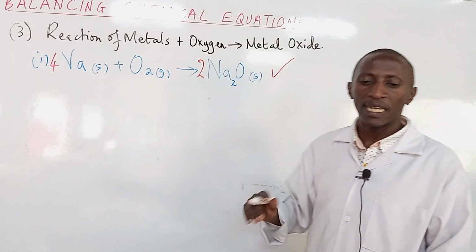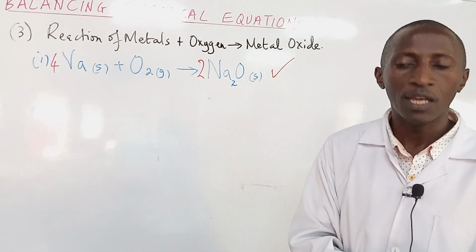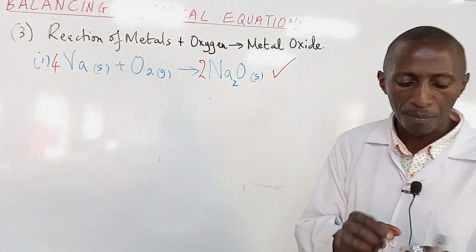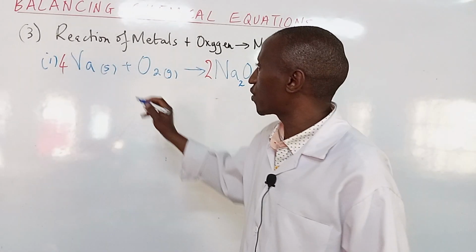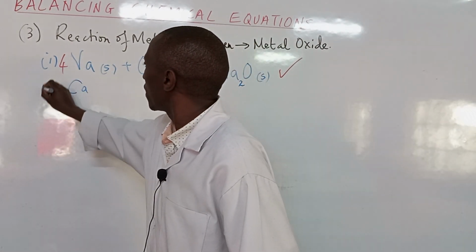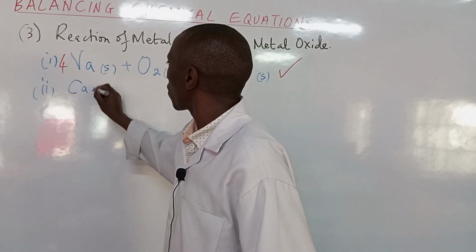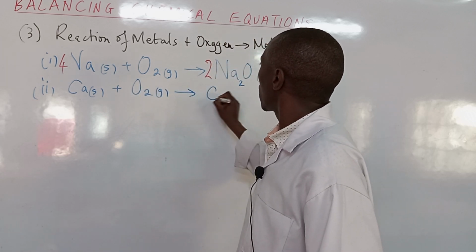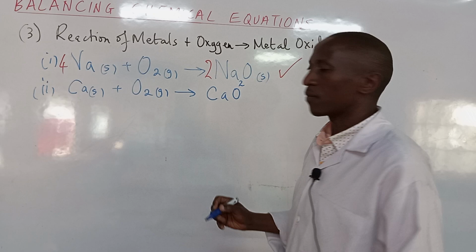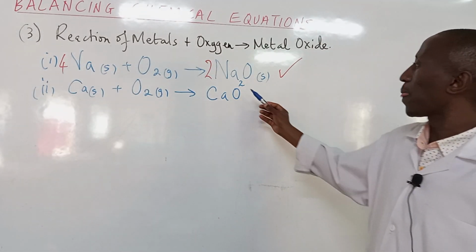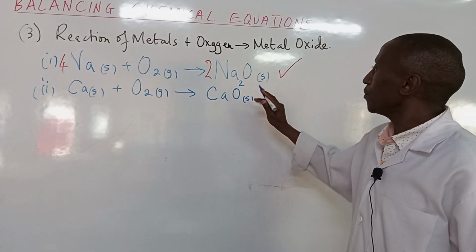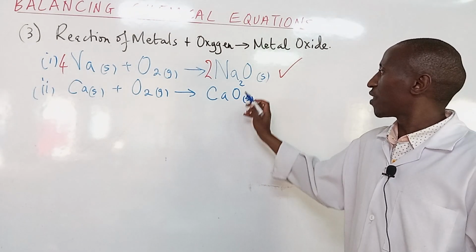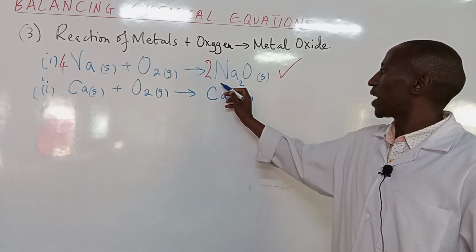So it is important that the skill of balancing comes together with the skill of valency. Number 2, let's look at calcium and oxygen. Calcium, when reacted with oxygen, what do we get? We get calcium oxide. The formula for calcium oxide is CaO. The valency of oxygen is 2, and that is a 2.